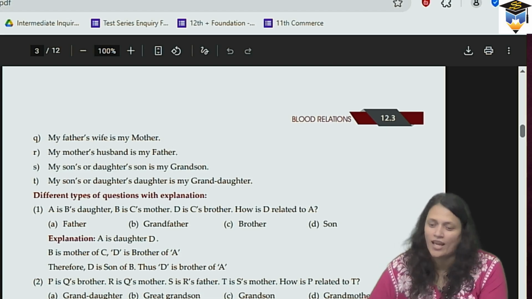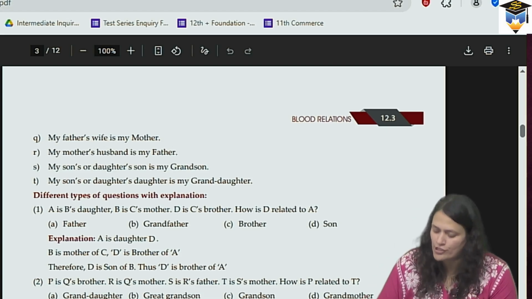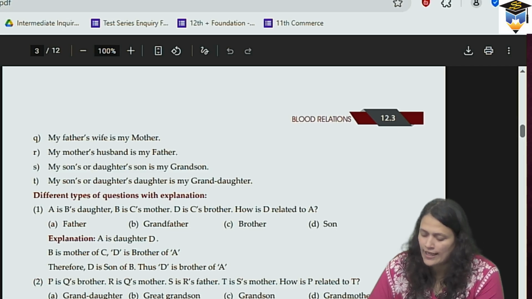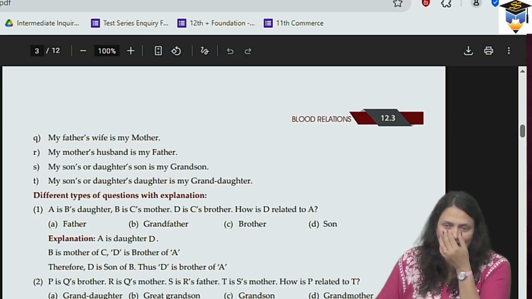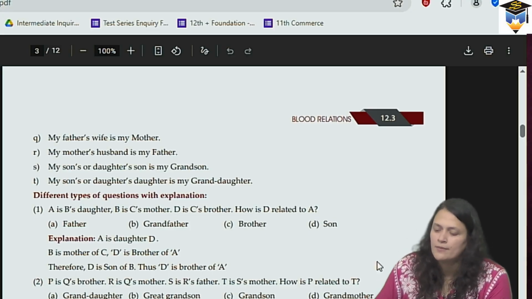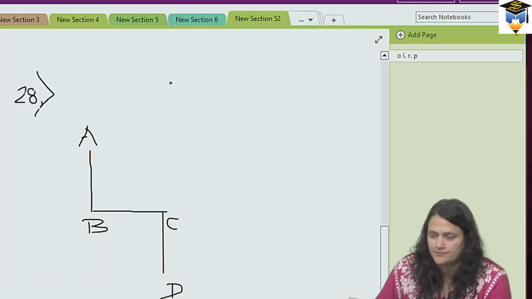Understood? Okay. Now let us see the different type of questions which are asked. But before that, I want you to write down a few points. Okay, now does everyone know what a family tree is? What is a family tree? Suppose we have to draw a family tree.